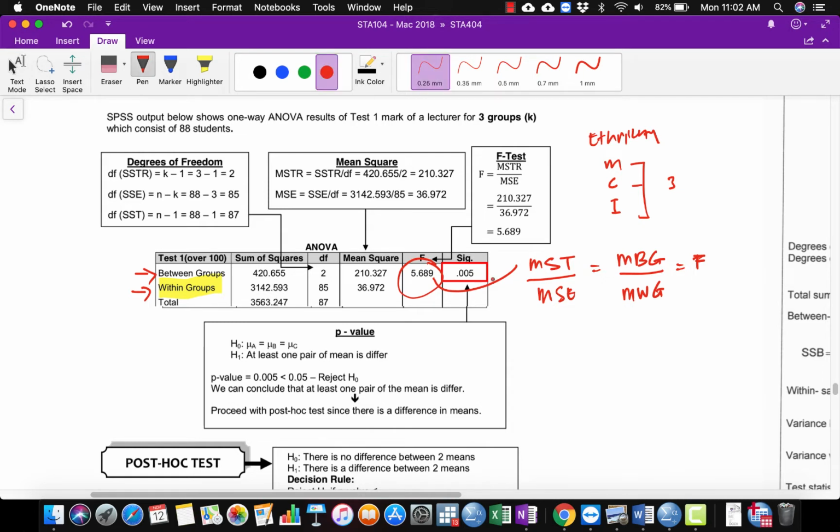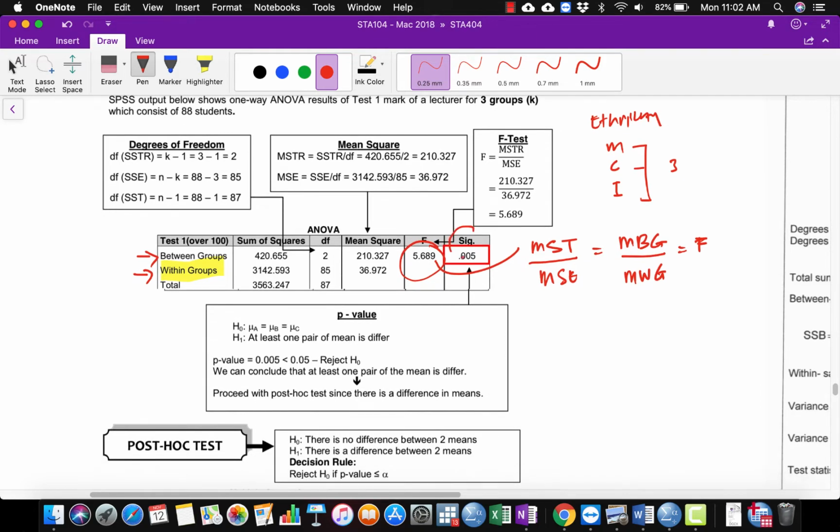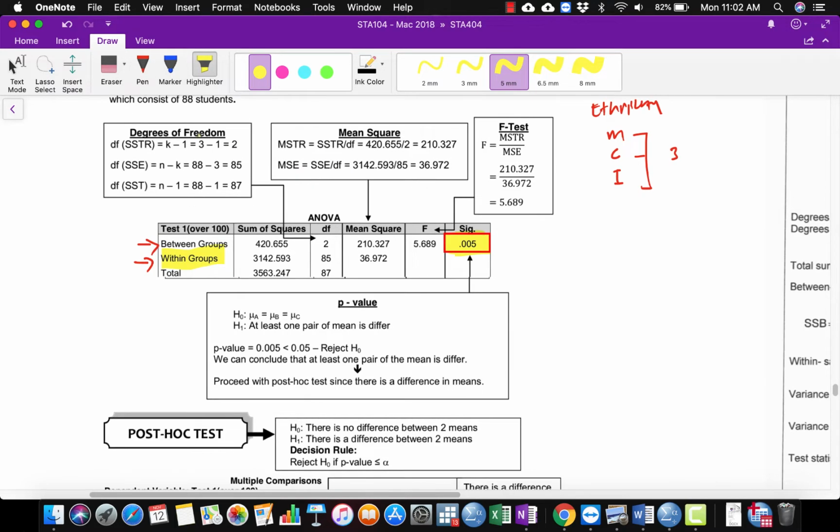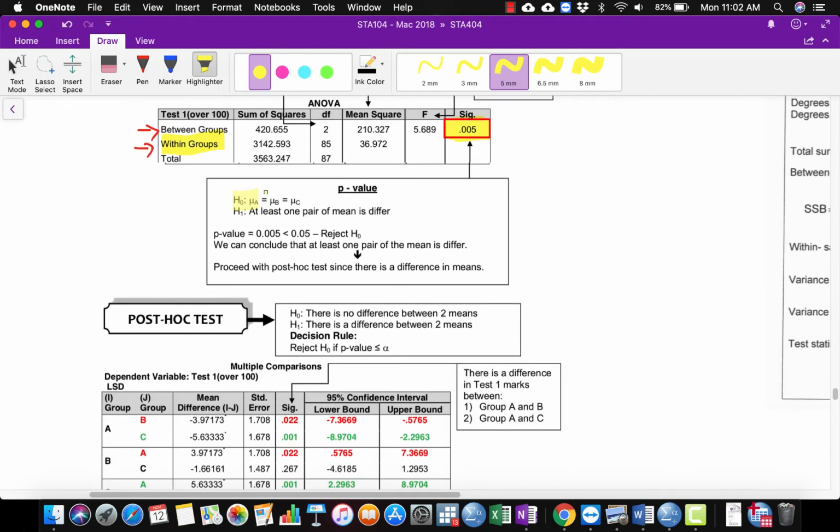And the last column is your P value. This is the P value, right? The red box is the P value, right? So the P value is going to give us the overall picture, whether there is a significant difference between these groups or no significant difference, right? So this is the hypothesis testing, the hypothesis statement.